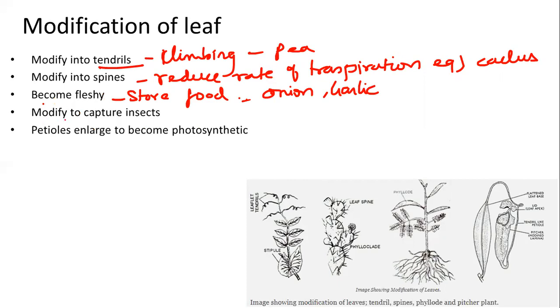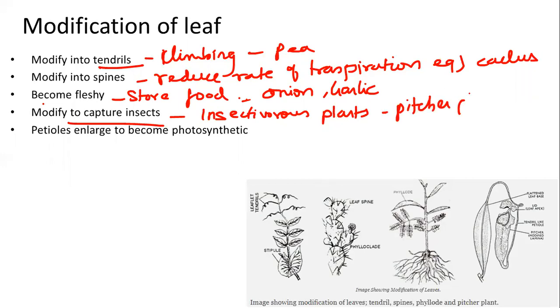And next one, it may also modify to capture insects. Those types of plants are called insectivorous plants. Examples: pitcher plant and Venus fly trap. These are all the examples of insectivorous plants.